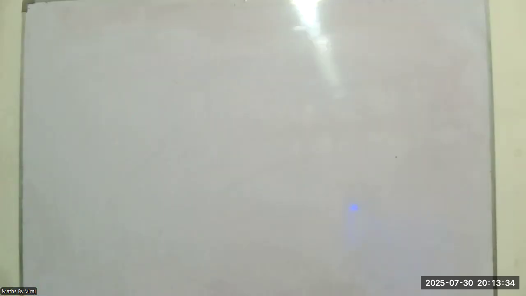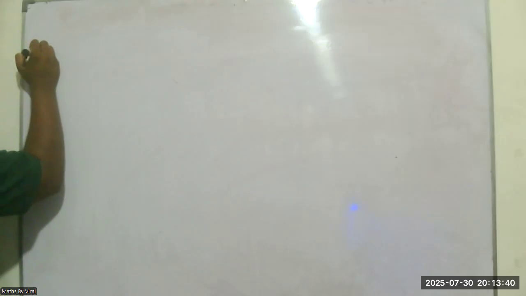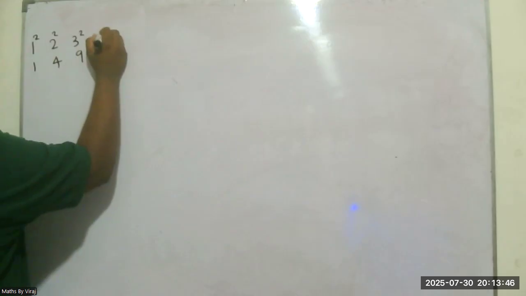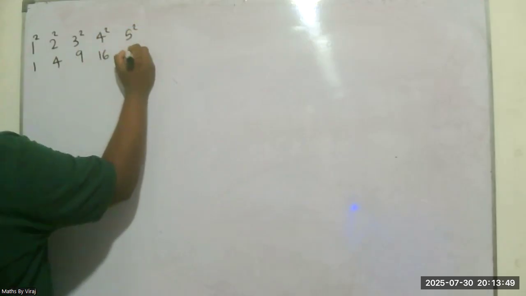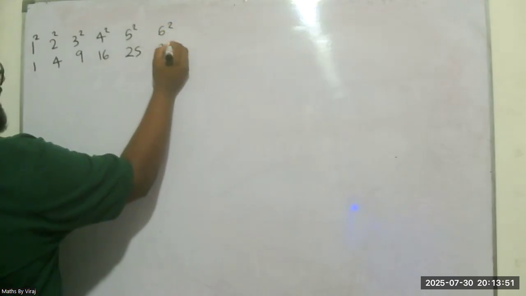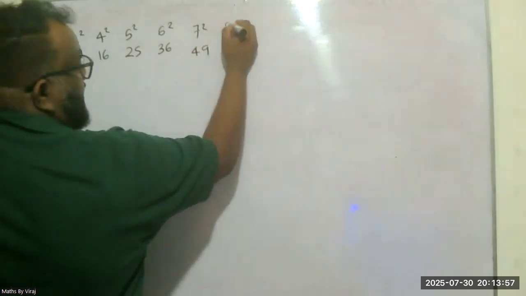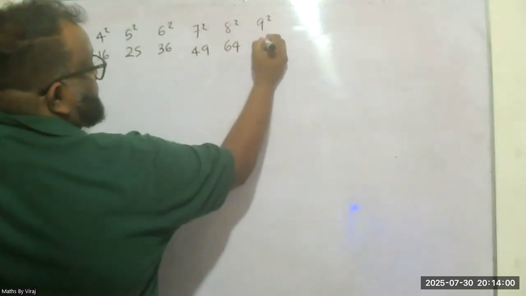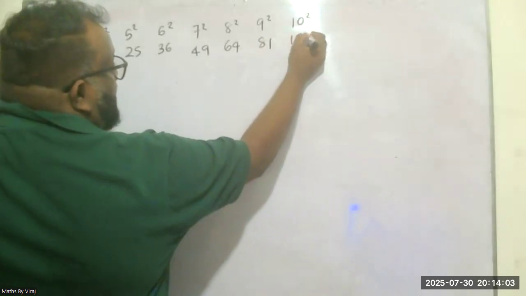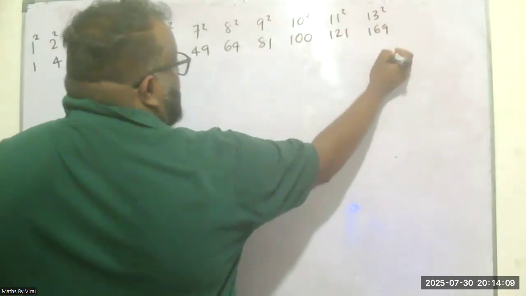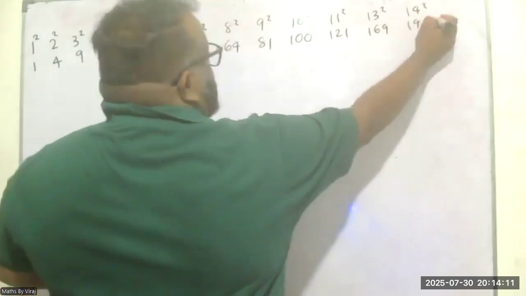Now, when speaking of square roots, first we should understand what square terms are. 1 squared 1, 2 squared 4, 3 squared 9, 4 squared 16, 5 squared 25, 6 squared 36, 7 squared 49, 8 squared 64, 9 squared 81, 10 squared 100, 11 squared 121, 13 squared 169, 14 squared 196. Likewise, we can keep on getting the answers.